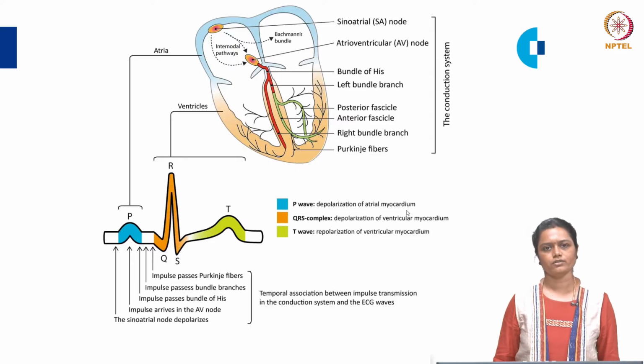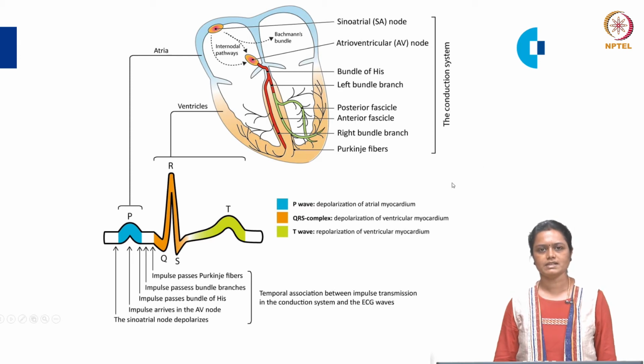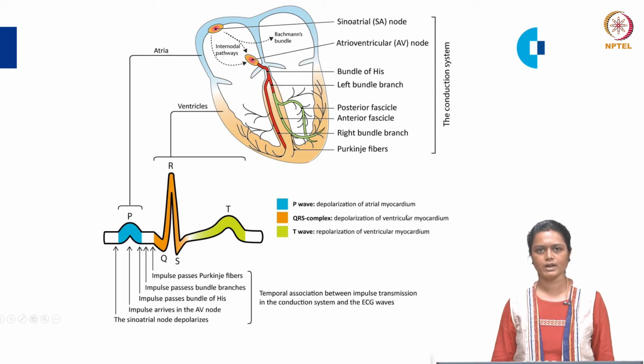So, now coming to the waveforms of ECG. Normally the waves of ECG are labeled as P wave, QRS complex, T wave and U wave. All these waves reflect the activity going on in the atria and the ventricles. The P wave normally represents the depolarization of atrial myocardium. The QRS complex represents the depolarization of ventricular myocardium, and the T wave represents the repolarization of ventricular myocardium.